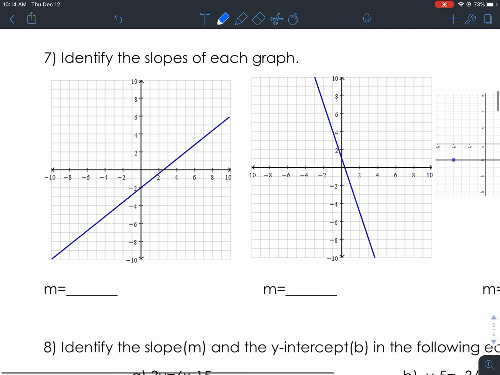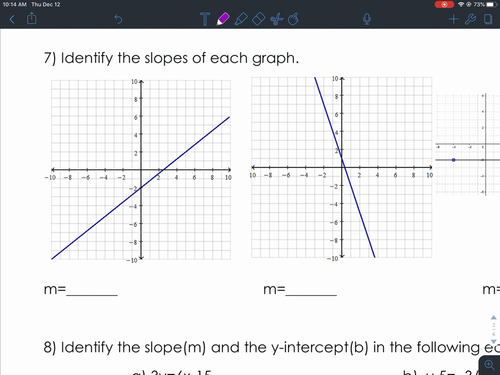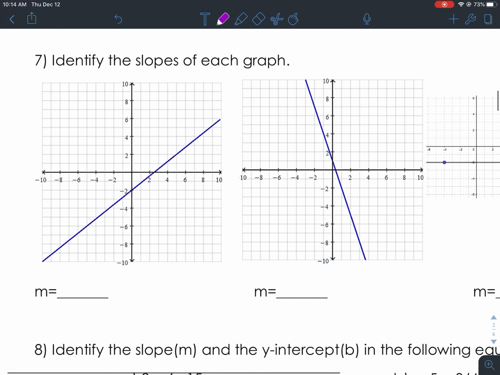Right, now I know these ones are a little bit hard to read on your own paper. They look pretty good on here, but we're just identifying the slopes. The first one is positive. So we're going to pick 2 points, we'll pick here and here. And it looks like we're going up 4, and then also to the right 5.